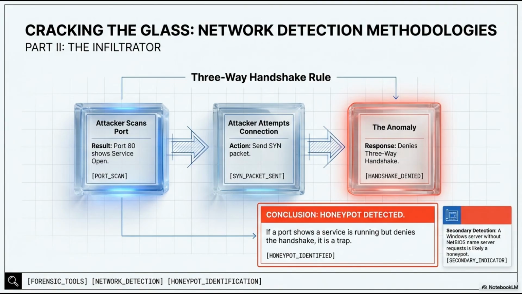It's a glitch in the matrix. Are there other glitches on slide 5? Yeah, one secondary one for Windows servers. If a server claims to be Windows, but there are zero NetBIOS name server requests coming from it, it's probably a trap.